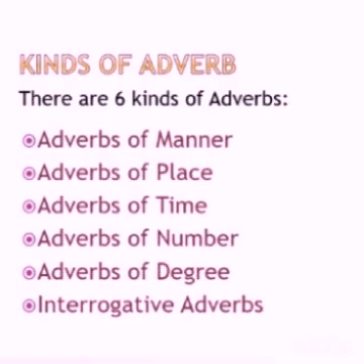Now let us see the kinds of adverbs. We have six kinds of adverbs: adverbs of manner, adverbs of place, adverbs of time, adverbs of number, adverbs of degree and interrogative adverbs. Let us repeat once again: adverbs of manner, adverbs of place, adverbs of time, adverbs of number, adverbs of degree and interrogative adverbs. Now let us enter into each kind of adverb.